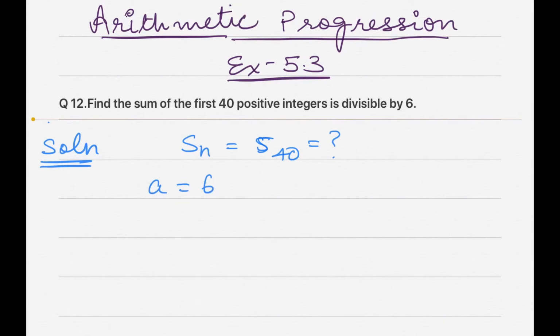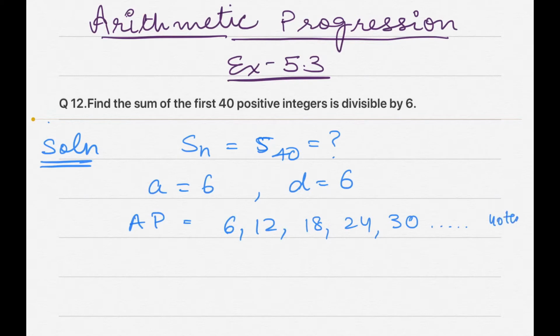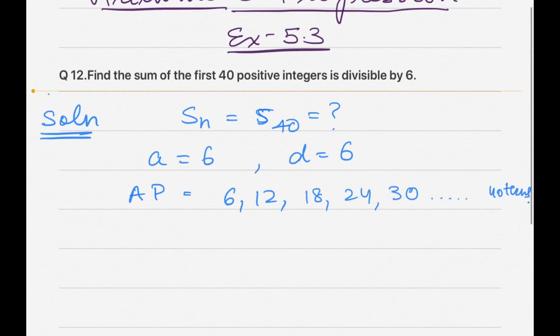So how will they go on? My AP, right? Because every time, divisible by 6 means it will keep on adding 6, right? So my d is also 6. So my AP becomes 6, 12, 18, 24, and so on up to 40 terms. Okay, so I know my a, I know my d, and I just have to find out my n. Sorry, n also is given, and I have to find the sum of 40 terms.